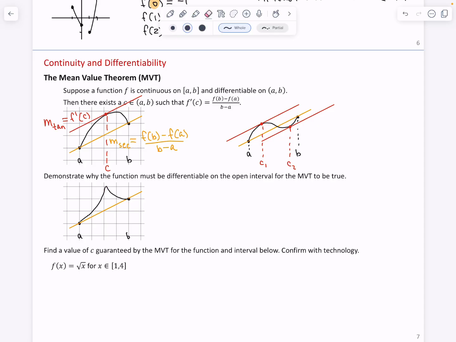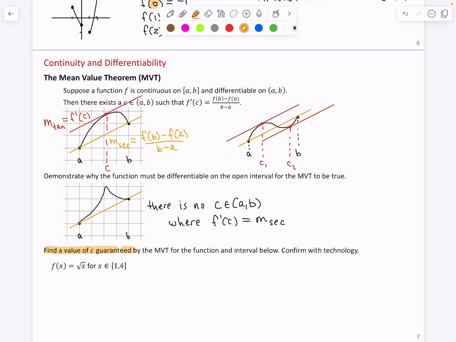In a case like this, there is no c in the interval from a to b, where the tangent line would have a slope, so f prime of c, that equals the slope of that orange secant line. So for the mean value theorem to be applicable, we need the function to be continuous on the closed interval and differentiable on the open interval.